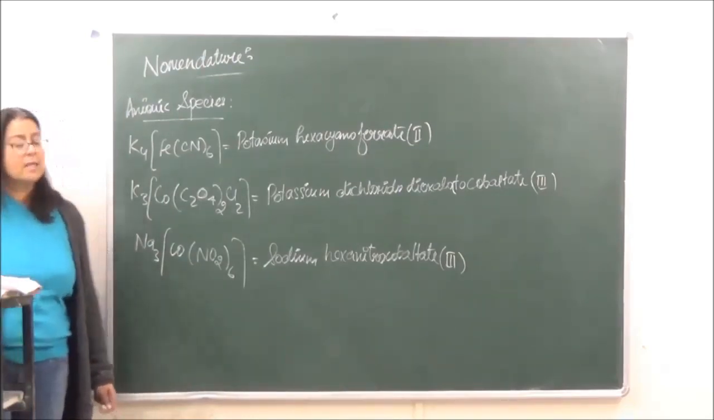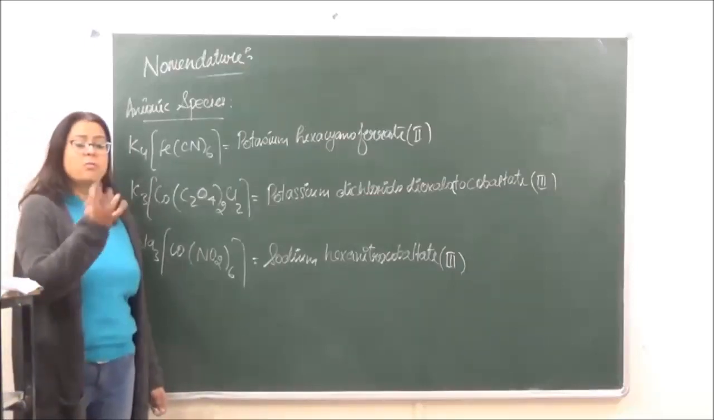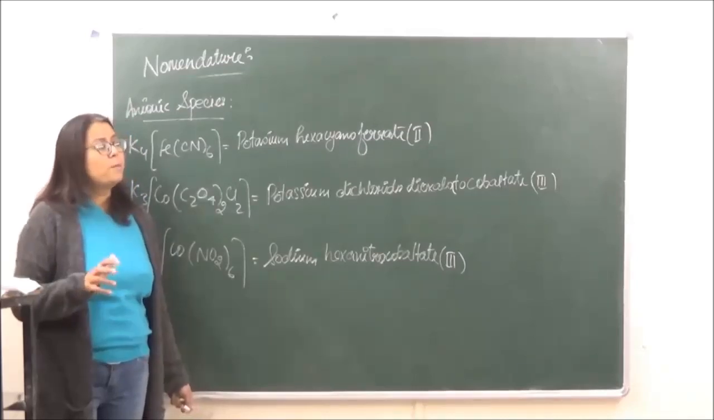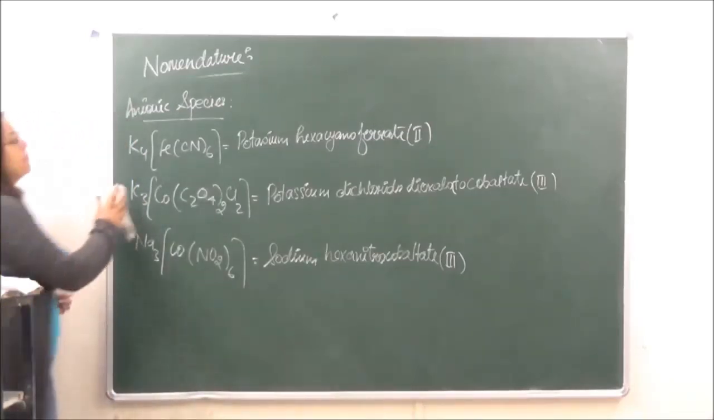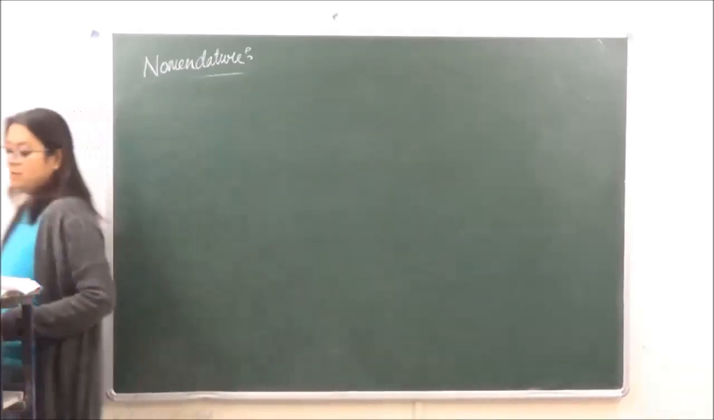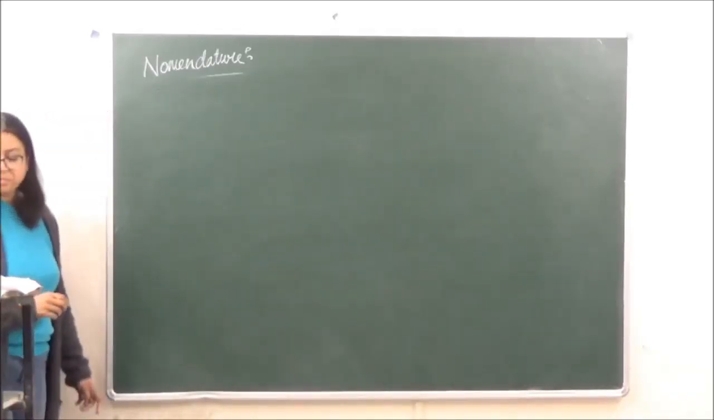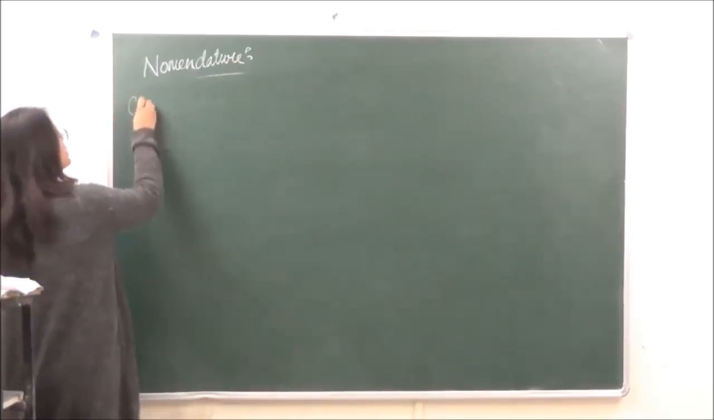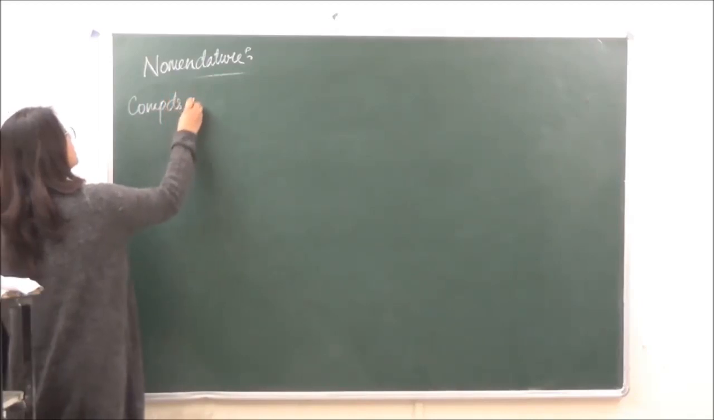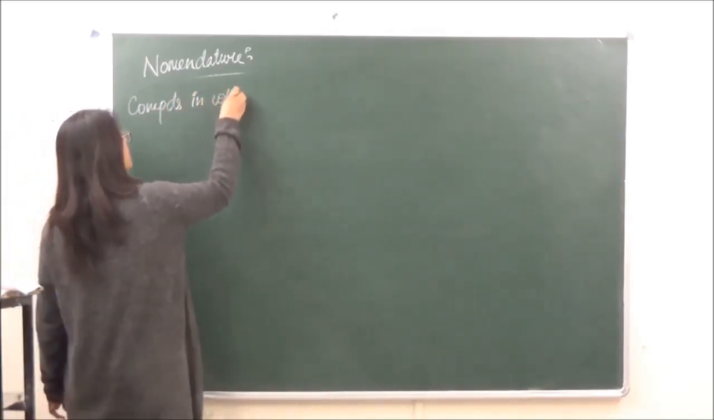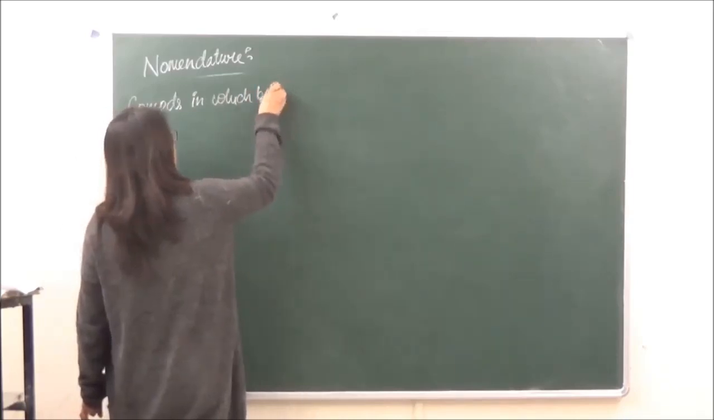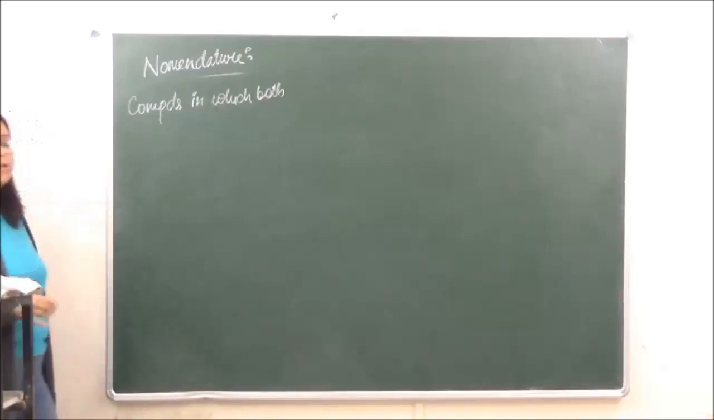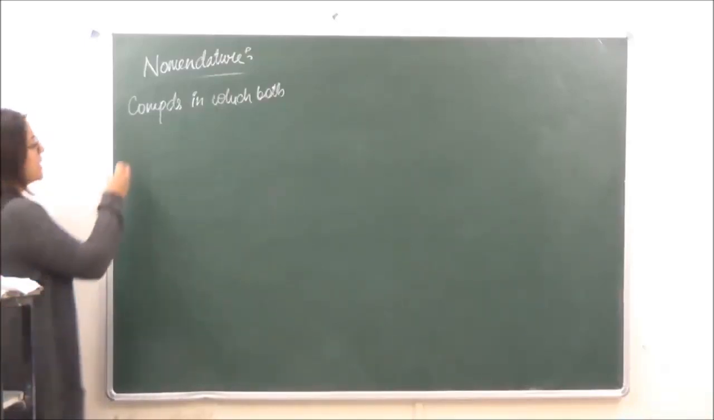Now there are certain compounds in which both cationic and anionic species are going to be coordinate entities. They are going to be complex ions. So how do we name them? Okay, so now we are going to have compounds in which both cationic and anionic species are going to be coordinate entities. So we're taking an example over here.